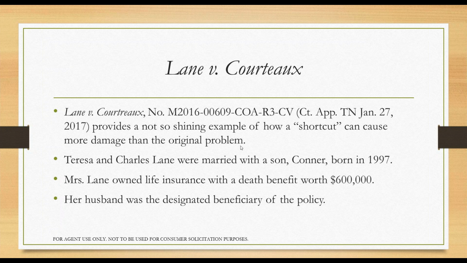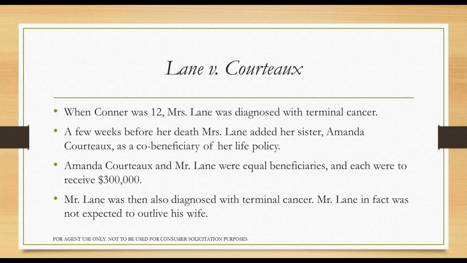They tried to take a shortcut which ended up causing more damage than some of the other beneficiary choices they could have made. And it's a case of Teresa and Charles Lane, who were married. They had a son, Connor, who was born in 1997. Now, Connor is probably of age at this point, but at the time the court proceedings were taking place, he was a minor. Mrs. Lane owned an insurance policy on her life with a death benefit of $600,000, and her husband was the designated beneficiary of that policy.